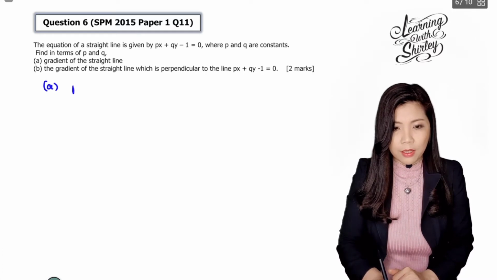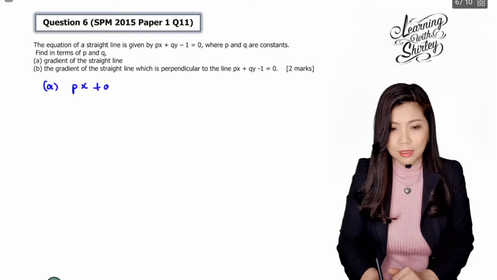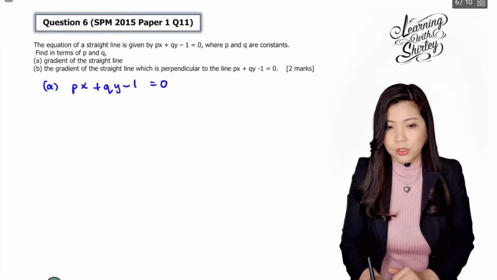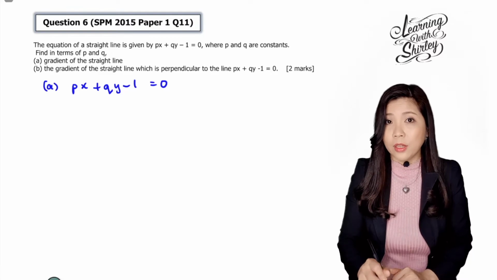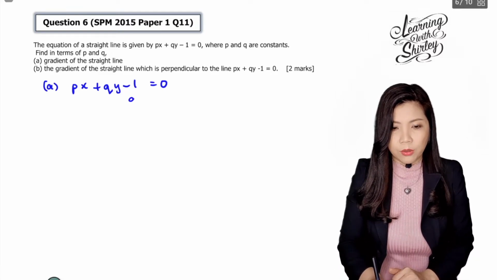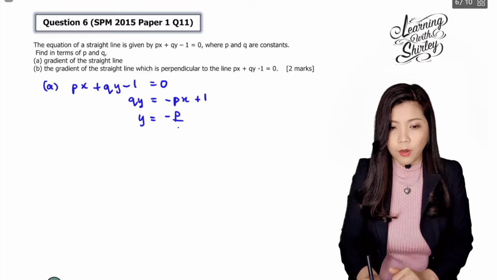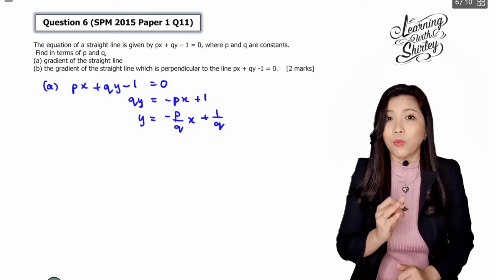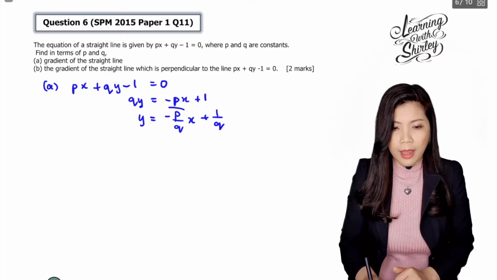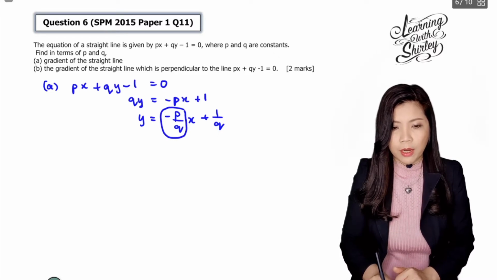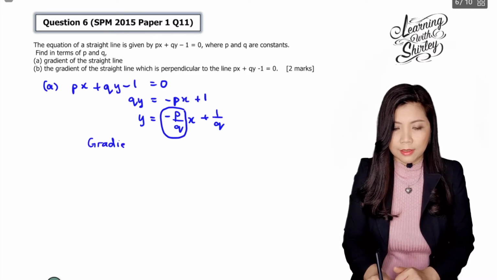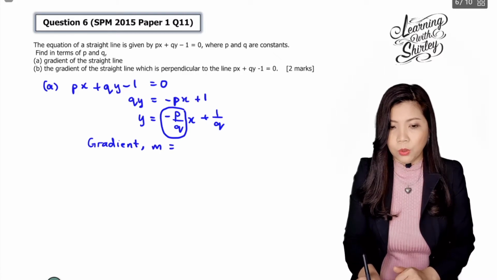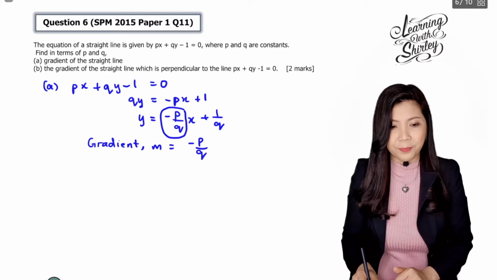The equation that they give in the question is px plus qy minus 1 equals 0. So we are going to change this into y equals mx plus c form. So qy equals negative px plus 1. So y equals, I bring over the q, so it becomes negative p over q x plus 1 over q. Now we have the form y equals mx plus c. So therefore, the m, the gradient, is this. I'm going to write the gradient, which is m, equals negative p over q. That's the answer for A.